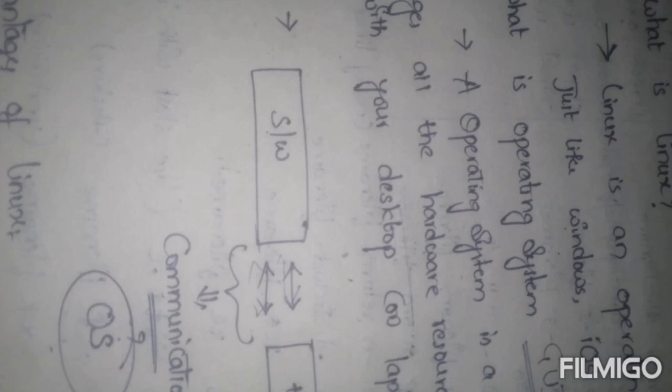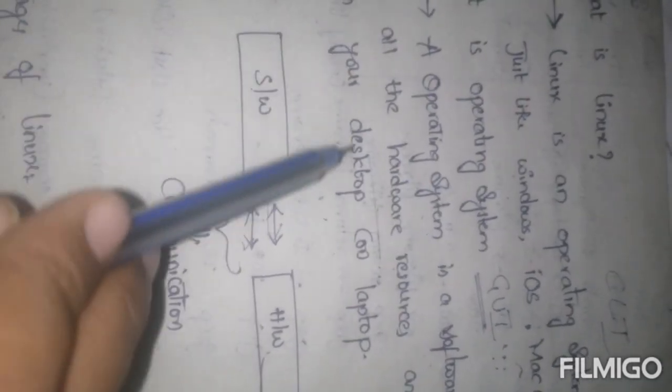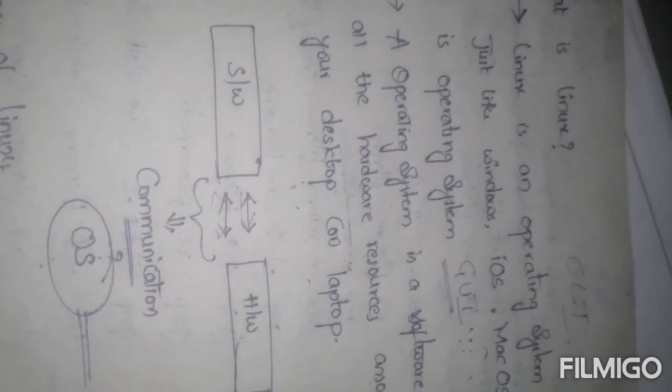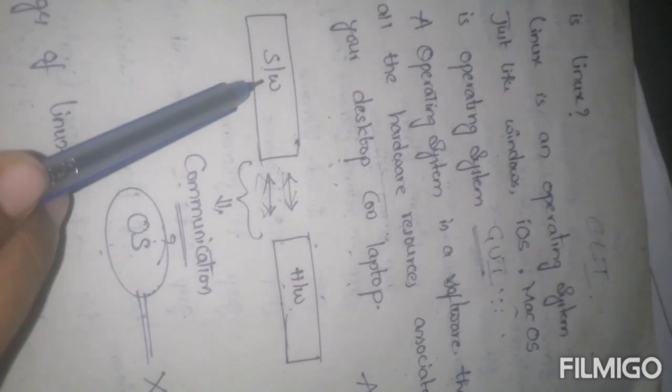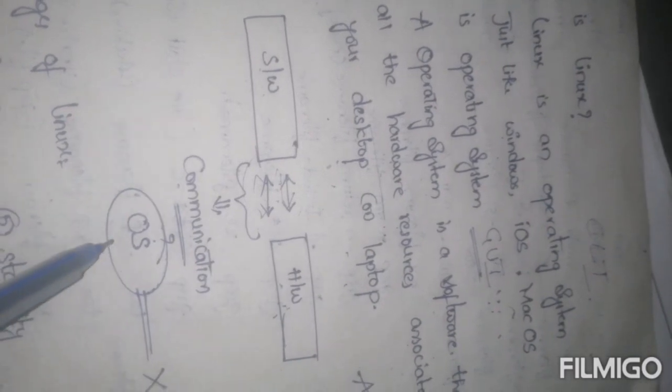Now let's see what is an operating system. An operating system is software that manages all the hardware resources associated with your desktop or laptop, and it also manages communication between software and hardware.